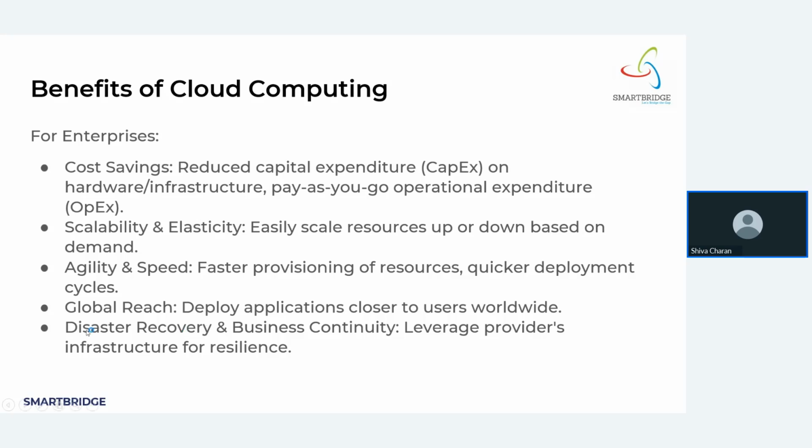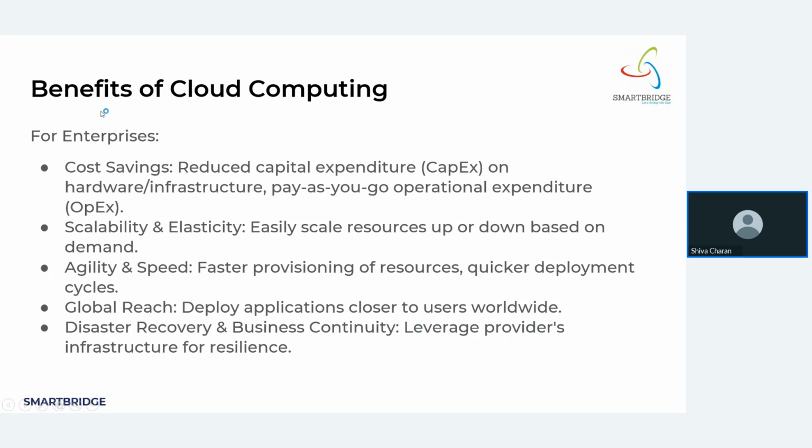Okay, disaster recovery. So let's say you have deployed your application in one location and that location is hit by a tsunami. In that case, whatever data has been stored in that location will be gone, right? So in order to make sure that does not happen, copies will be kept in different locations. That is what disaster recovery and business continuity is, which helps us leverage the provider's infrastructure for resilience.